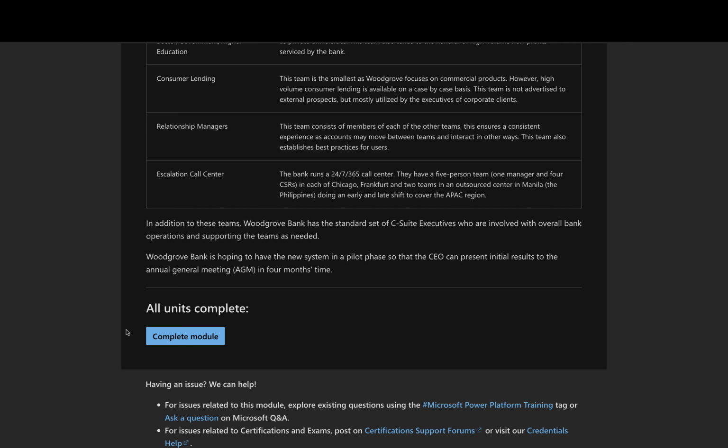Relationship Managers. This team consists of members of each of the other teams. This ensures a consistent experience as accounts may move between teams and interact in other ways. This team also establishes best practices for users.